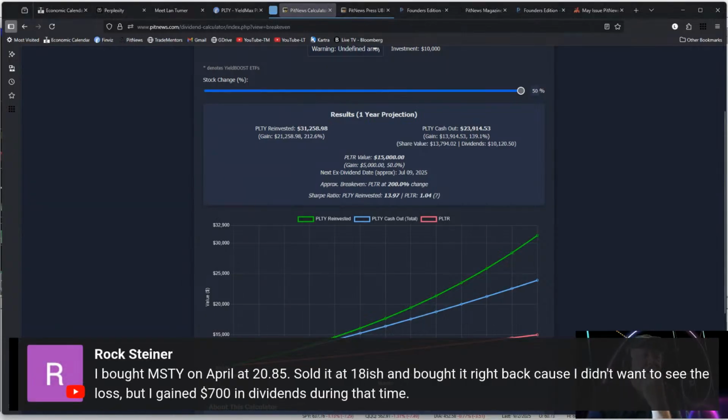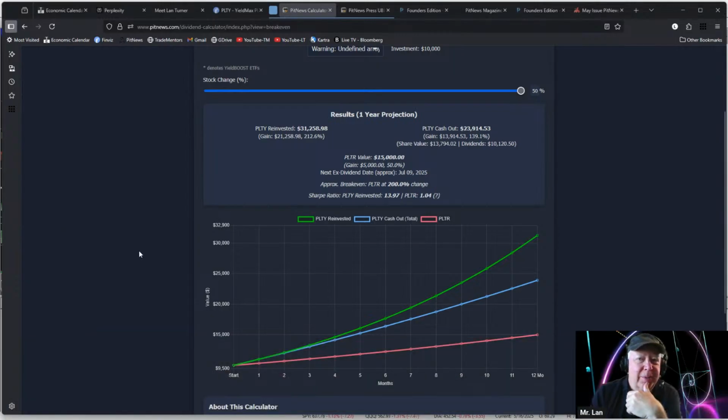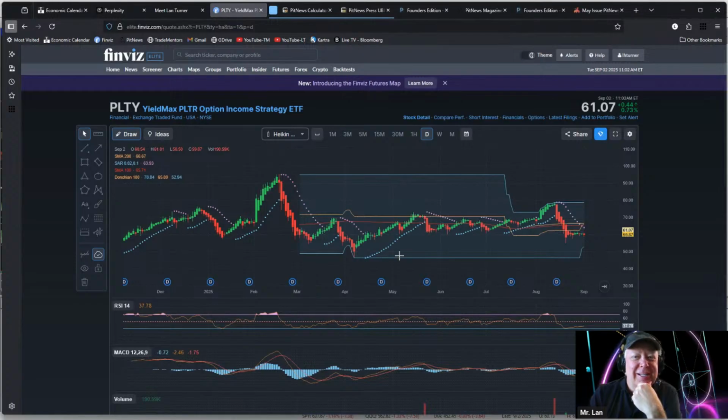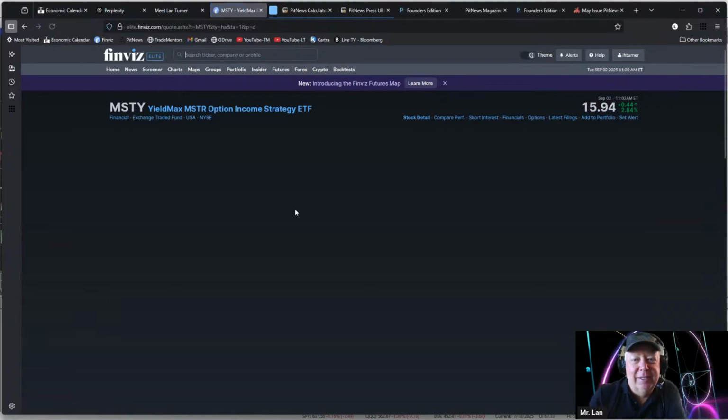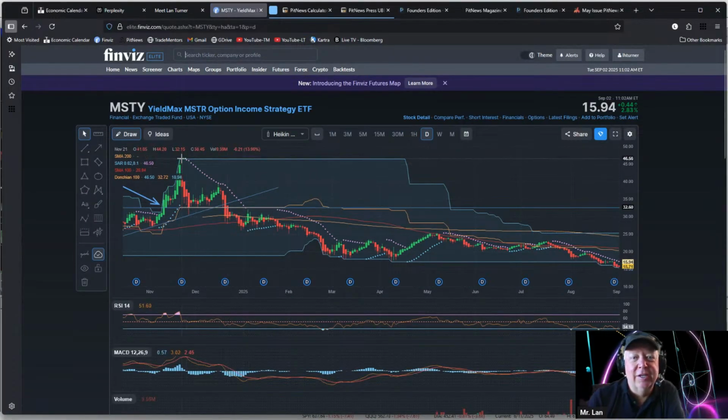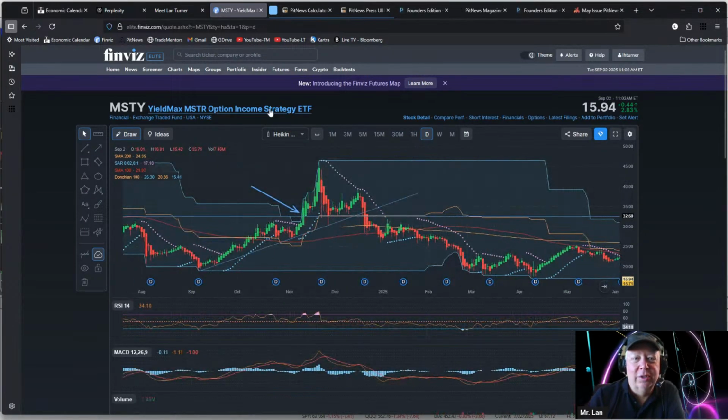So you've gone through that. Now, Ben, my son, will show you his example with MSTY. If you come back to the very beginning, this is where Ben bought MSTY. He bought it right here. Literally, he could not have bought it at a worse time. He bought it literally at that peak on that day, right there.